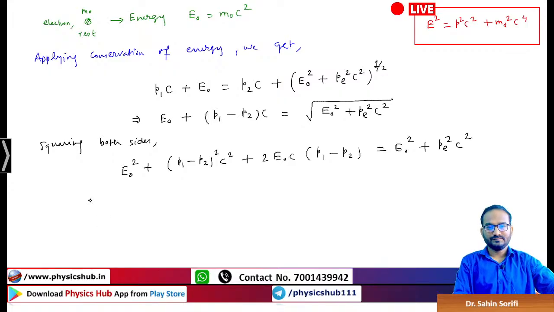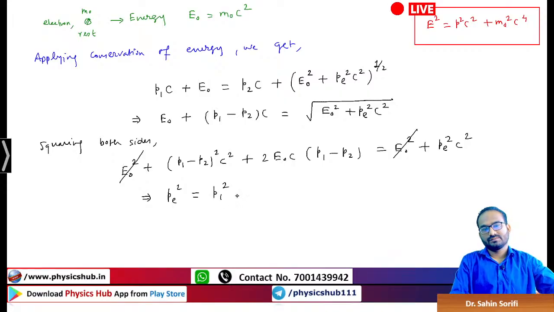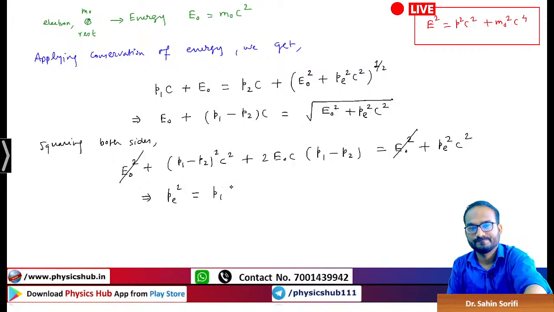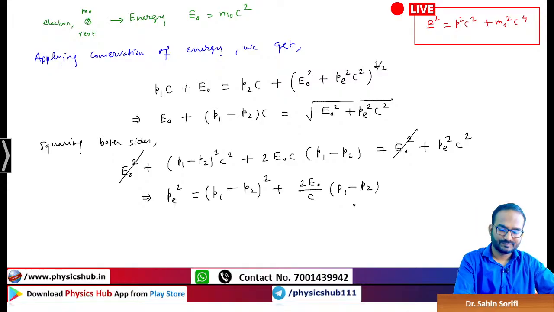Okay. So this E naught square can be cancelled from both sides, and if I divide by c square, we can write Pe square equals, the c square gets cancelled. So what we have is (P1 minus P2) whole square plus 2 E naught by c times (P1 minus P2). Clear?